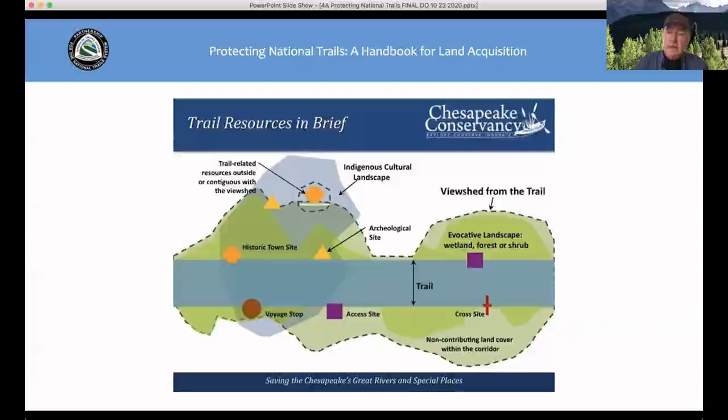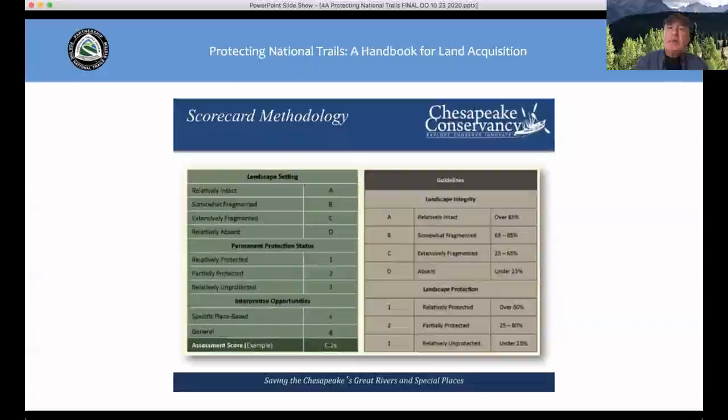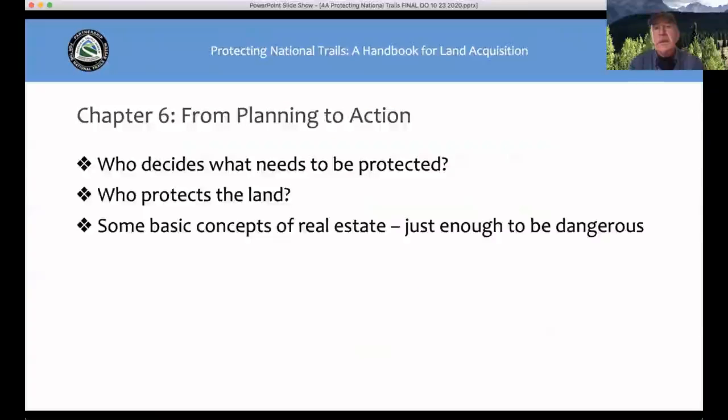They've taken that analysis and then broken it up according to the criteria that are outlined in the National Trail System Act, and then used a state-of-the-art scorecard methodology for identifying priorities. So Chapter 6 is where I think a lot of us probably are meeting the biggest challenges.